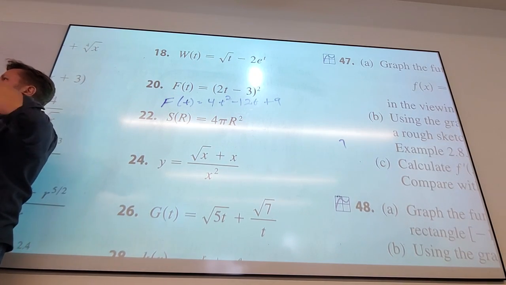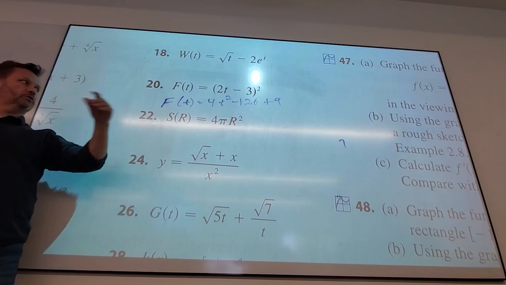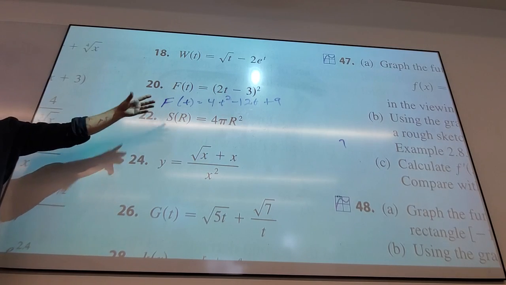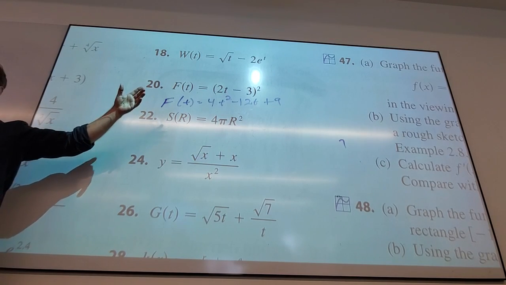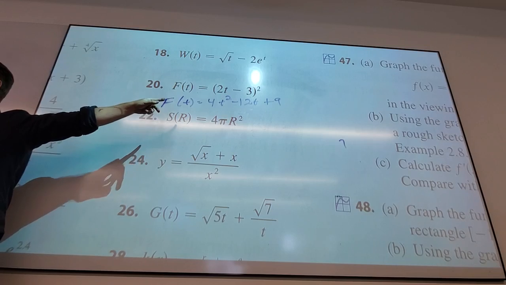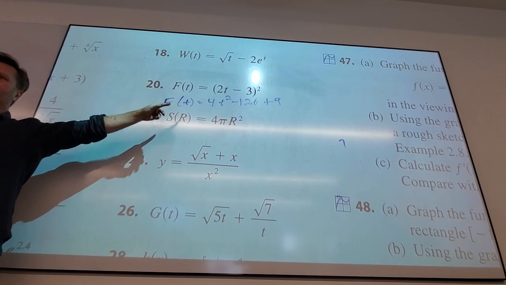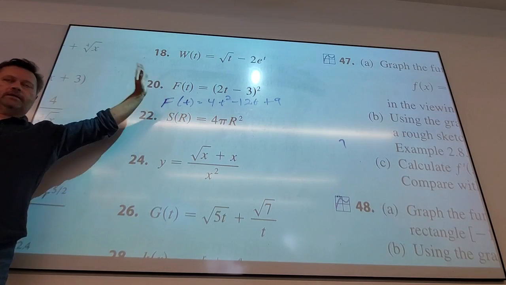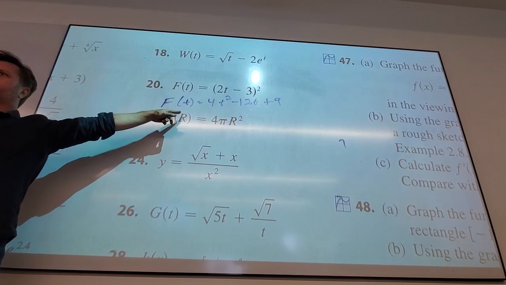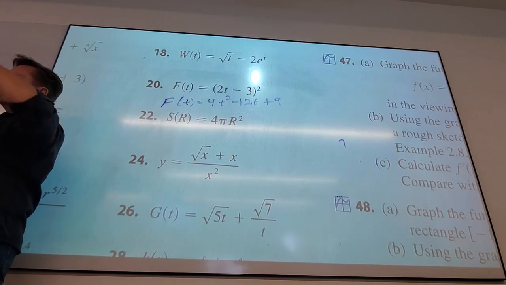I haven't taken a derivative yet. I've just multiplied it out. Is everybody cool with how I multiplied it out? Yeah. You never know, I could go insane at any moment. I could suddenly forget all math. But I did that right. So now I can take a derivative.